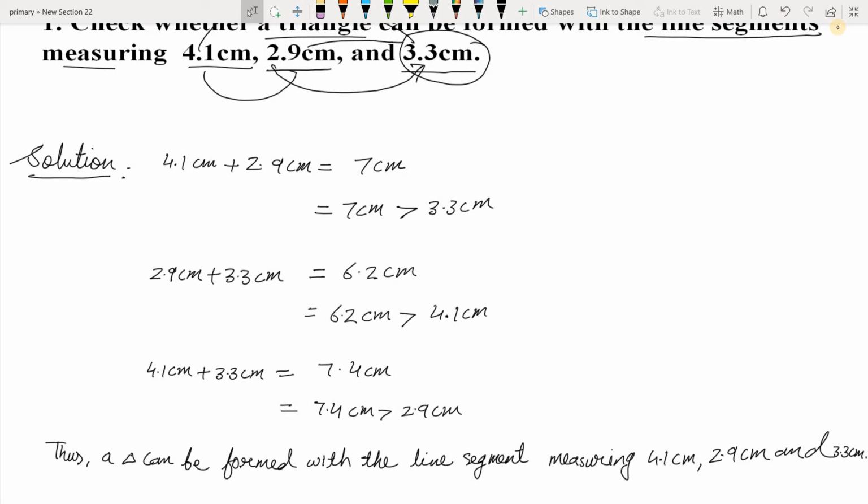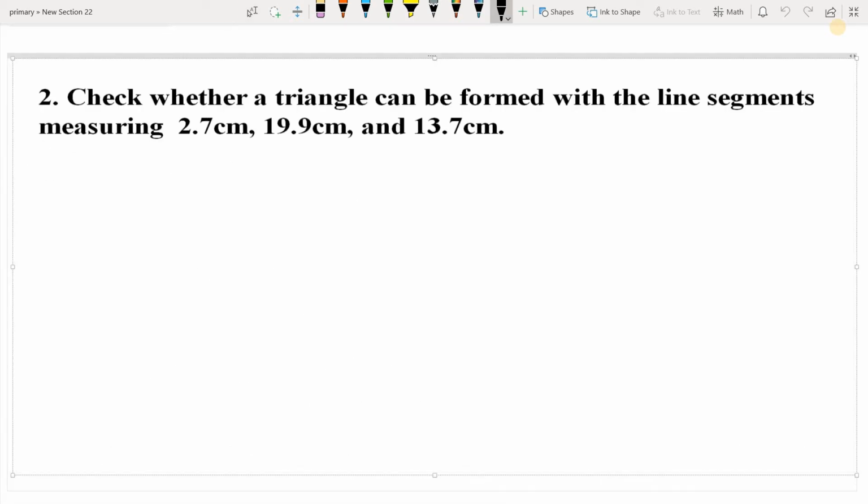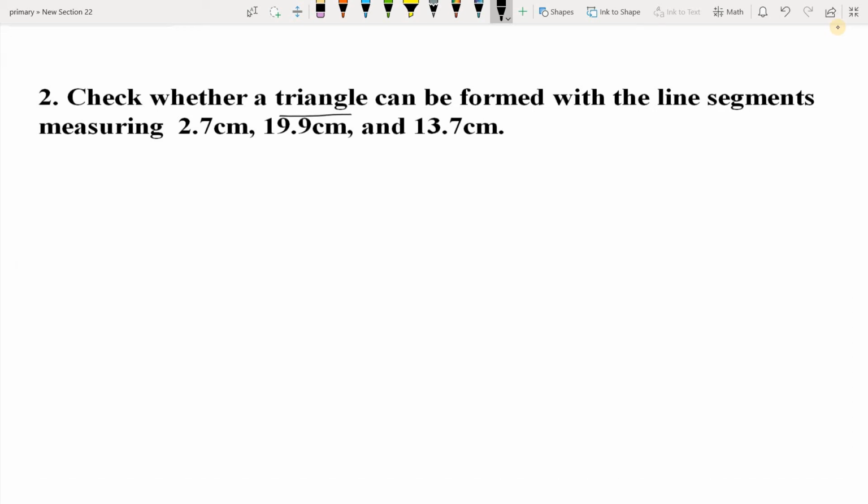Now let us take one more example. Question 2. Check whether a triangle can be formed with the line segments measuring 2.7 cm, 19.9 cm and 13.7 cm. So students, let us calculate the sum of two line segments.